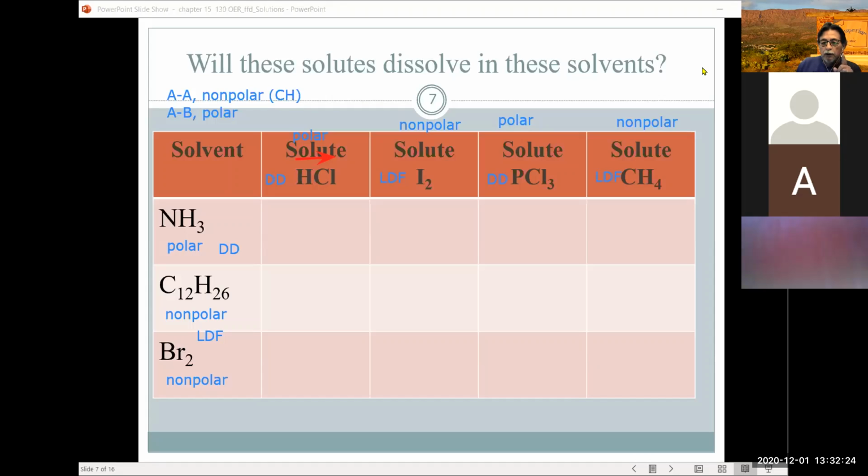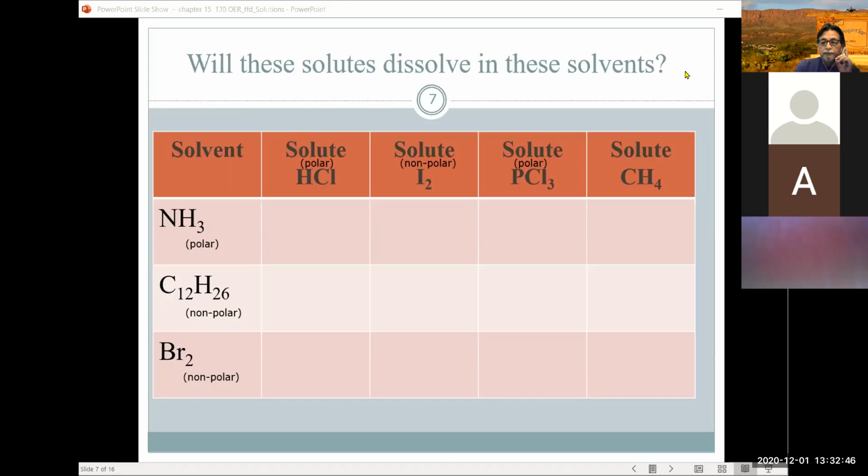So we got ammonia and hydrochloric acid. Is it going to dissolve? Let me clear the drawings. Okay. Ammonia and hydrochloric acid. The answer is yes. Why? Because both of them are polar.